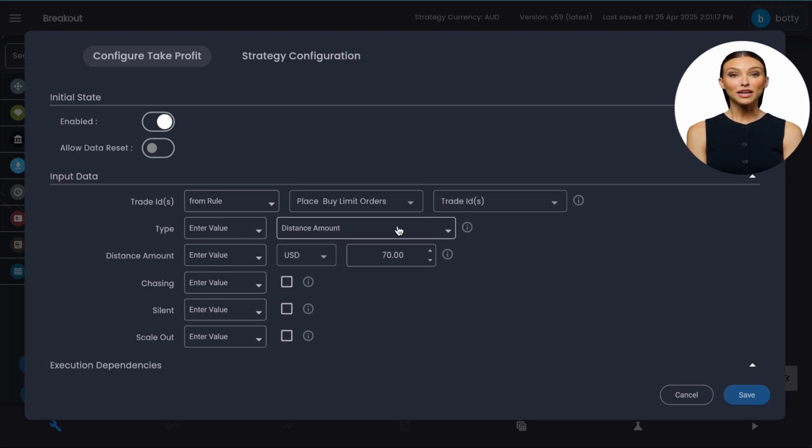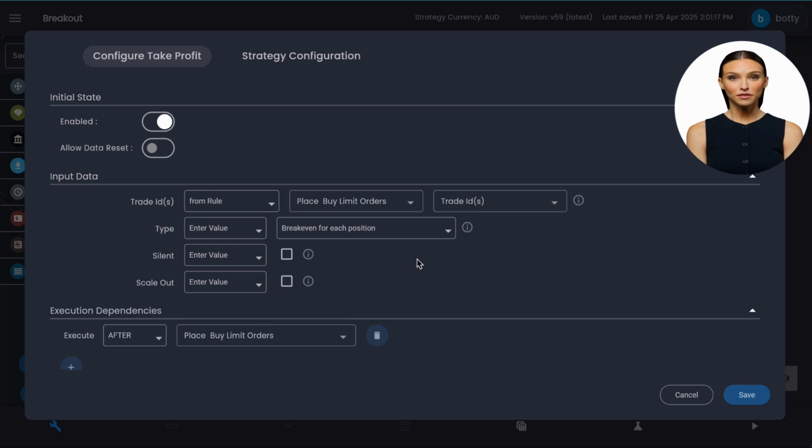Lastly, there is the break even for each position option. This sets a take profit to the entry price of the trade. It's a great way to exit a trade if the price is not moving and the downside risk is increasing. If a position is losing, it stays open and can recover to break even. If a trade is winning when the take profit break even is set, then the trade will close immediately.